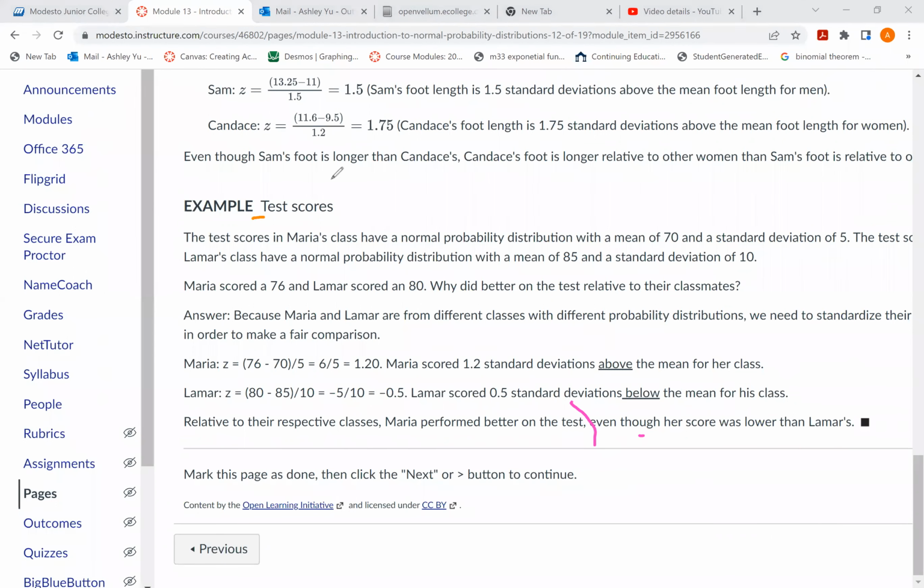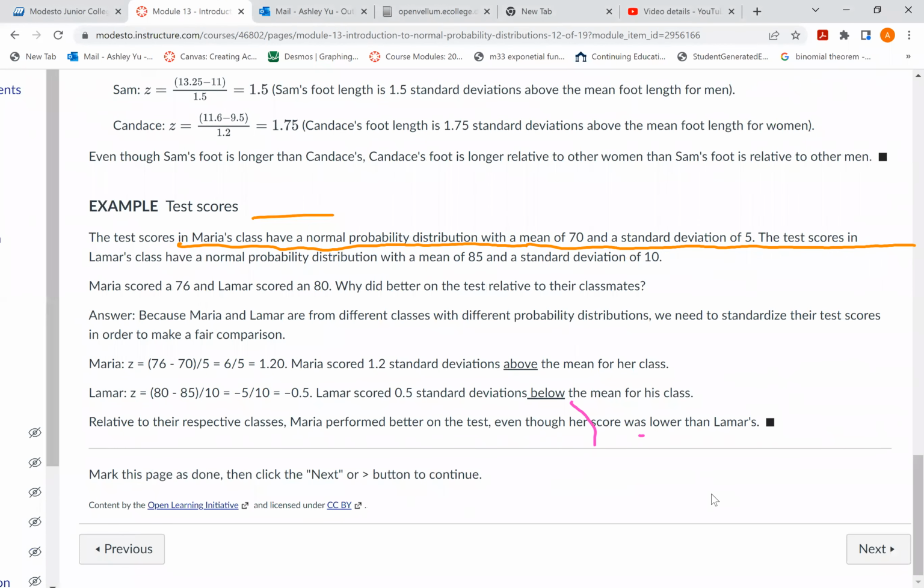So for the next example, let's talk about test scores now. The test scores in Maria's class have a normal probability distribution with a mean of 70 and a standard deviation of 5. The test scores in Lamar's class have a normal probability distribution with a mean of 85 and a standard deviation of 10. So Maria and Lamar are in two different classes. The average test score in Maria's class was 70. The average score in Lamar's class was 85.